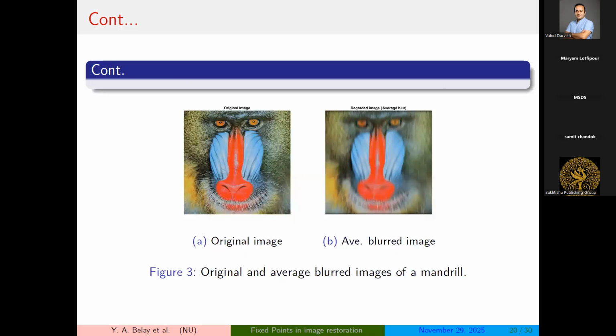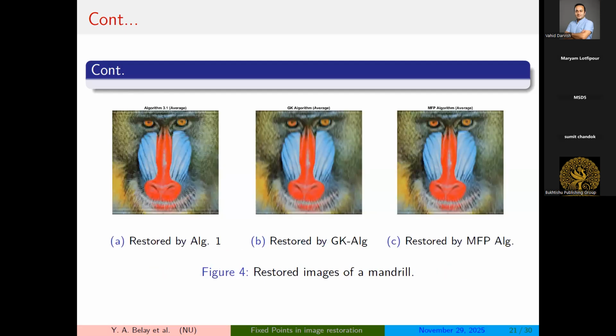So here we are given this original image, like the mandrill in figure 3. Figure A is the original image of the mandrill. This is the degraded image. As you can see, it is already distorted. So we applied our algorithm and the algorithms of the methods in the literature to restore the degraded image. As you can see here, the first image shows the image restored by our algorithm.